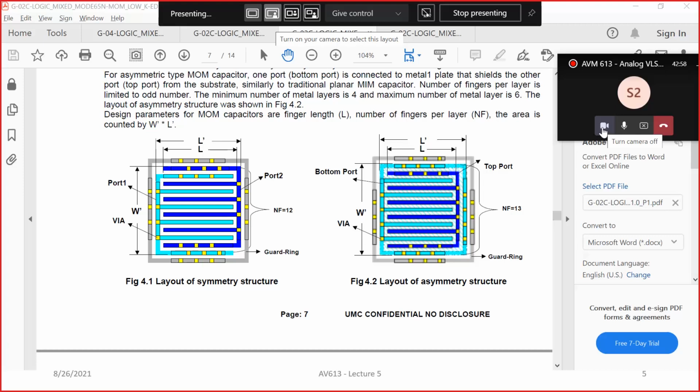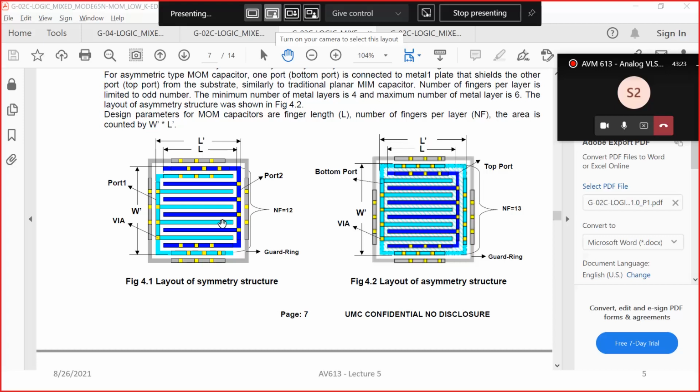All right. So you can see here that the light blue ones are the fingers for port 1. This is one plate of the capacitor. The dark blue ones are the fingers of the other plate. All right. So what is happening is these are all metal layers, so from metal 1 to metal 6, you can form these capacitors. So you have an interdigitated structure like this.